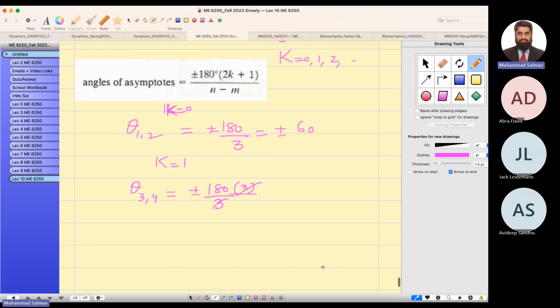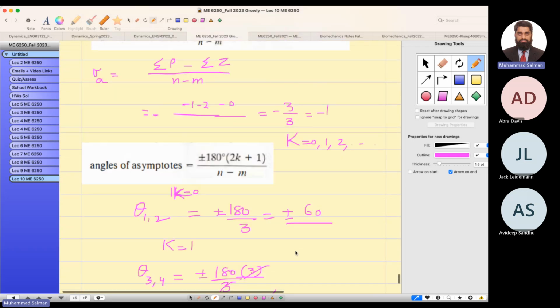Agreed? So can you draw the lines here? Look. This is sigma A, the centroid. And the line here is plus 60. This is plus 60. This is minus 60. And this is plus 180.